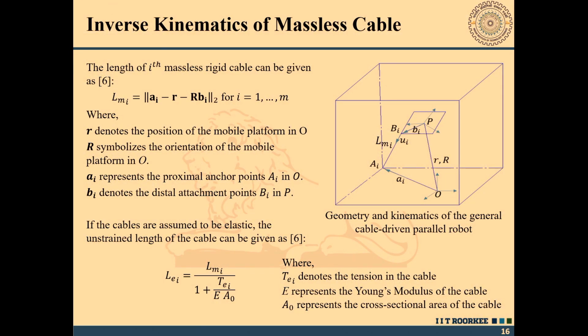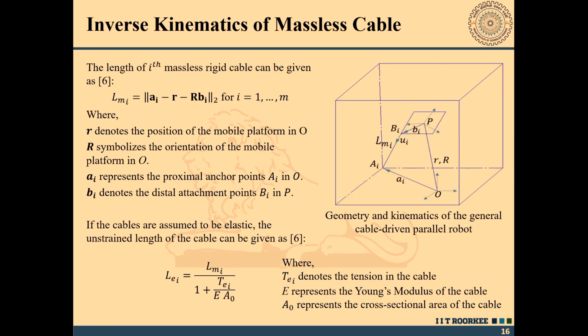So, if we look at the inverse kinematics of the massless cable basically, we could find out mathematically the length of the cable. It is a simple vector addition basically. The position of the mobile platform is given by r and orientation by capital R. This is the location of the point where the cable is fixed to the mobile platform, represented by vector bi, and this is the length of the cable, and this is the anchor point given by ai. So, I can find out this Li.